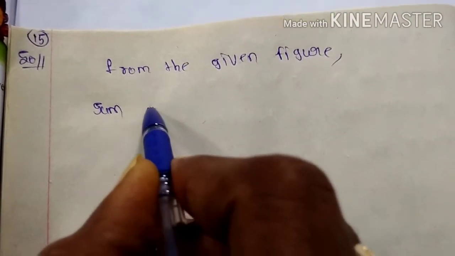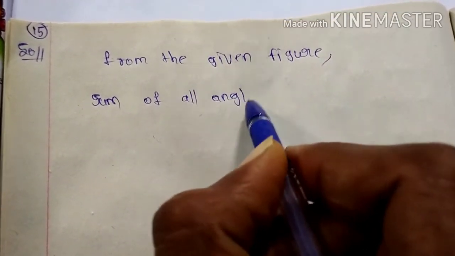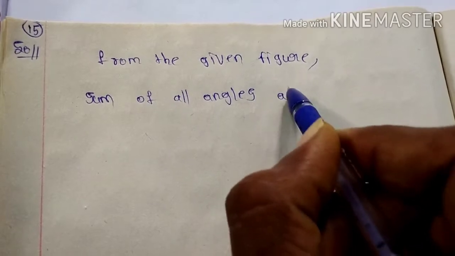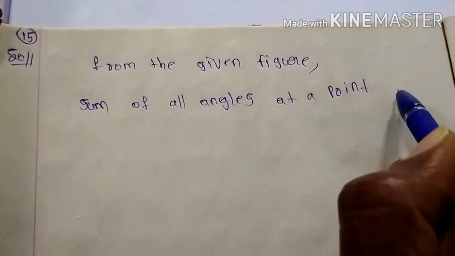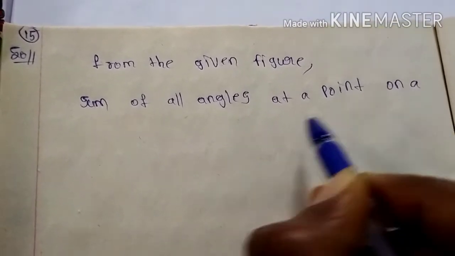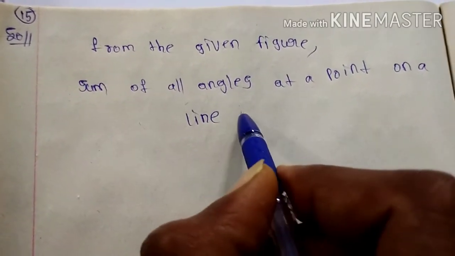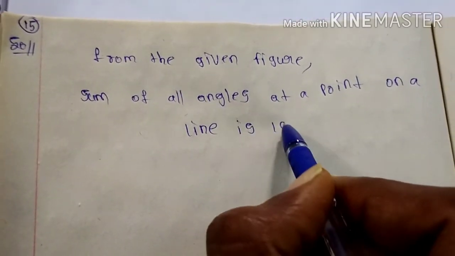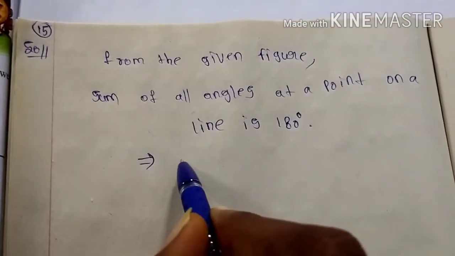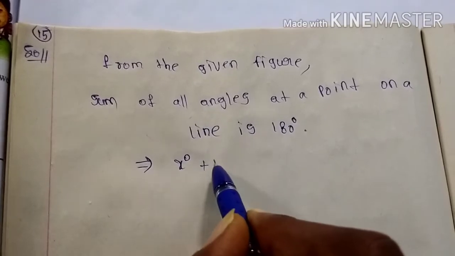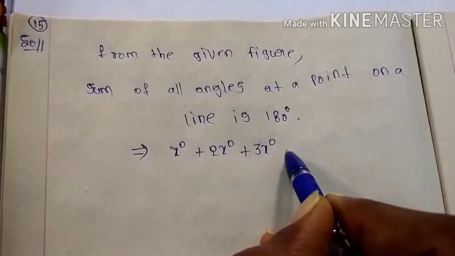Sum of all angles at a point on a line is 180 degrees. That means you can write here x degree plus 2x degree plus 3x degree is equal to 180 degrees.